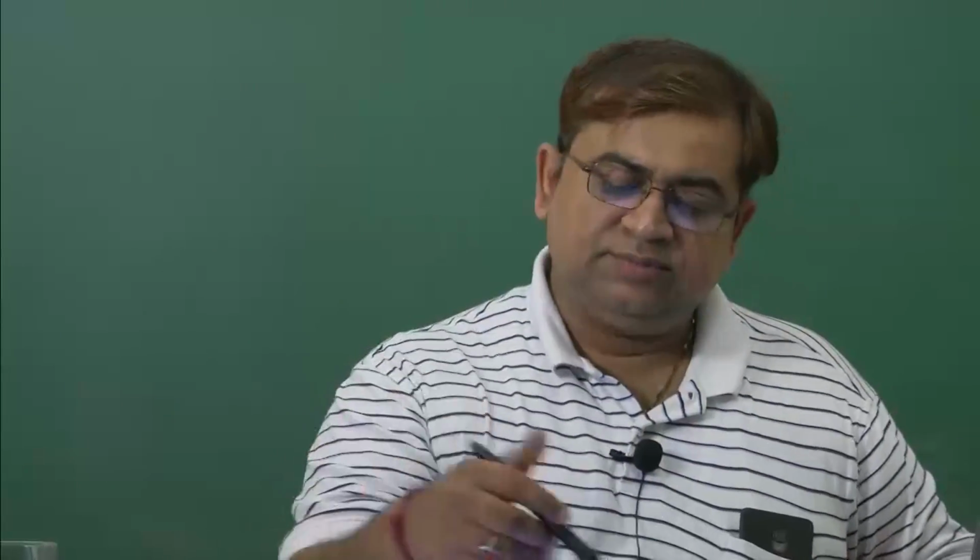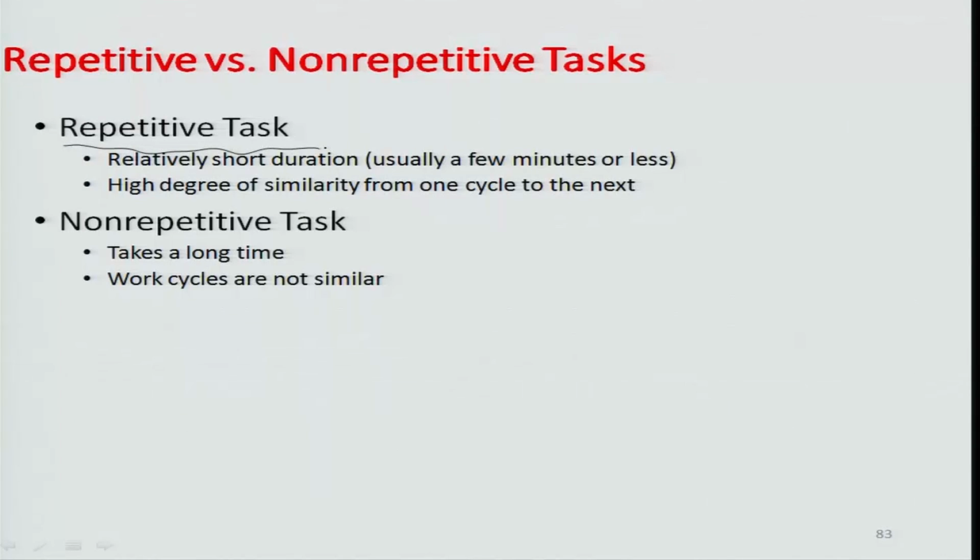So such systems are used to do either repetitive or non-repetitive tasks, and we can classify such systems accordingly. Repetitive tasks are those where a relatively short duration, usually a few minutes or less, is used for every step of that particular task, and you are basically repeating that every time, and there is a high degree of similarity from one cycle to the other.